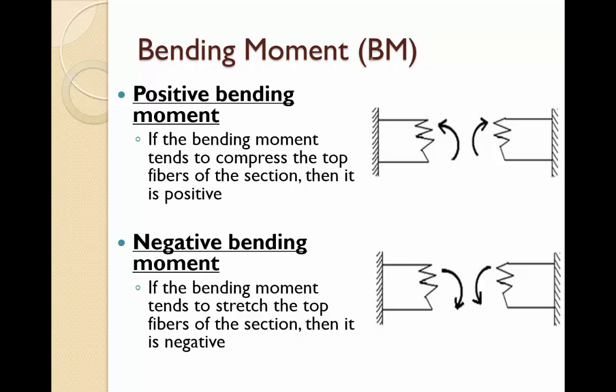And the last one is your bending moment. A positive bending moment tends to compress the top of the beam. If we imagine the beam being made out of fibers, the positive bending moment would compress those fibers at the top. So if we're analyzing the left side, the positive bending moment would be going counterclockwise. If we analyze the right side, the positive bending moment would be going clockwise.